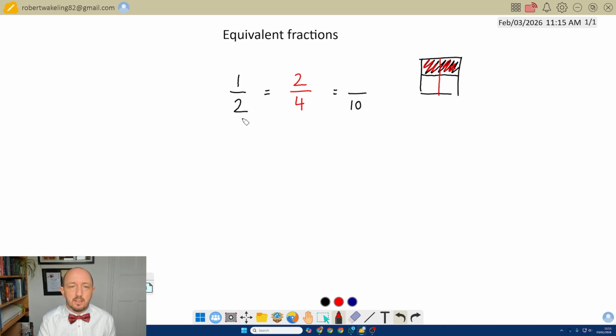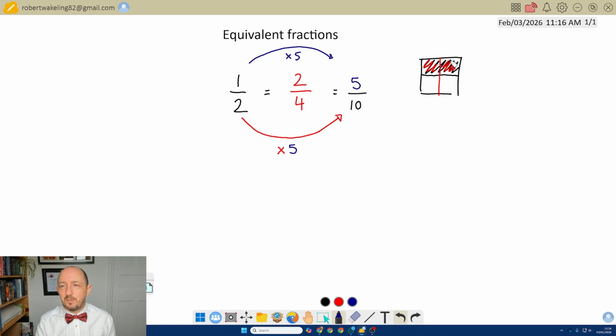And I could change the half into, say, tenths. To do that, I ask myself the question, how do I go from 2 to 10 by multiplying? What do I multiply 2 by to get 10? And that number is 5. So I do the same to the top as I did to the bottom. Times by 5. 1 times by 5 is 5.